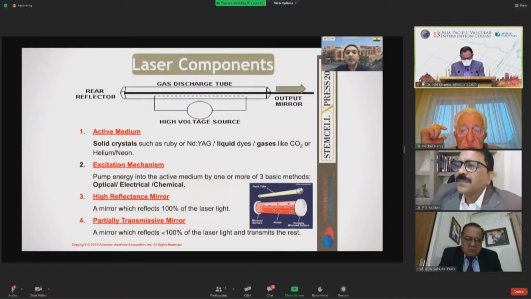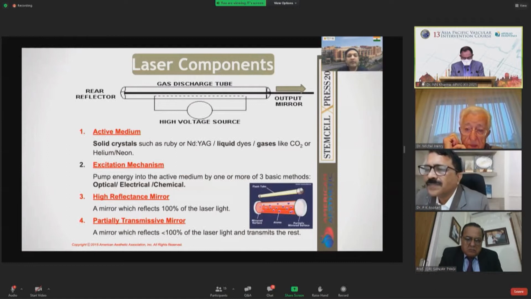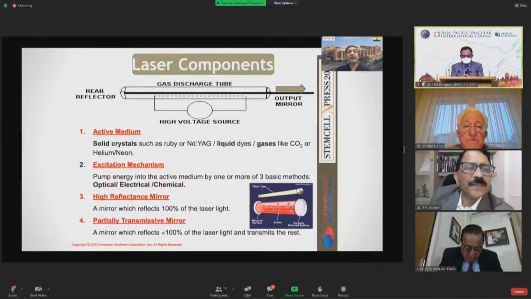Now, this is a very important slide if you want to understand how the laser is produced. So we got a tube inside, and this tube contains an active medium. Now, this active medium could be a solid when we call it a ruby laser or an Nd:YAG laser. It could be a liquid when we call it the dye lasers. It could be a gas inside when we say it's a CO2 laser or helium or the neon lasers. So you have to understand this. It's all terminology depends upon what medium we use to produce the light.